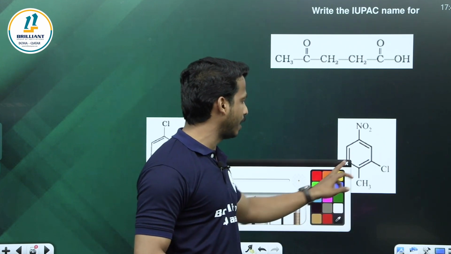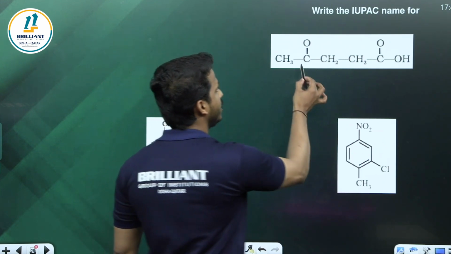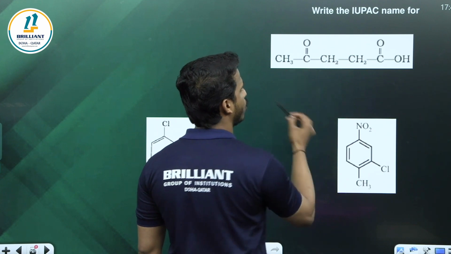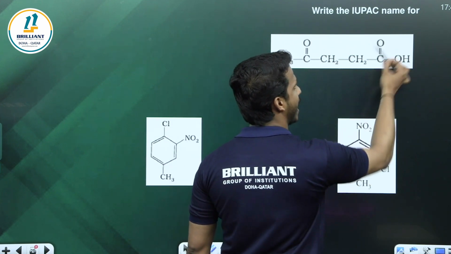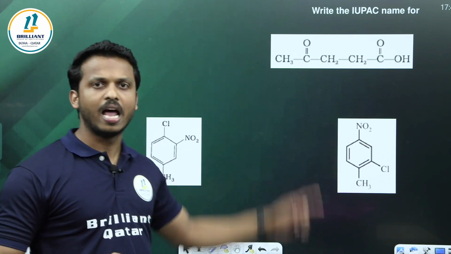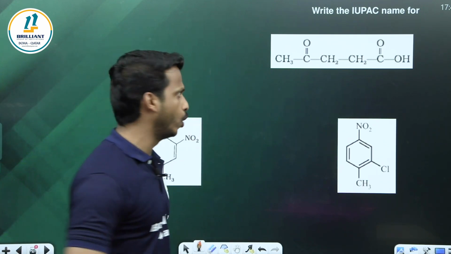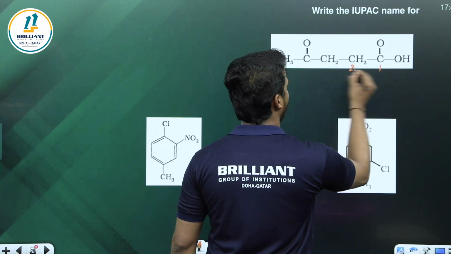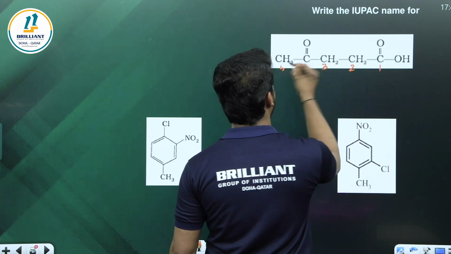As per that, select a parent chain. You know, this is a CO group on carbon, this is ketone, this is COOH, this is acid. You know the priority order of functional groups, you may study it. Acid is the number 1 priority group. So number 1, number 2, number 3, number 4, number 5.